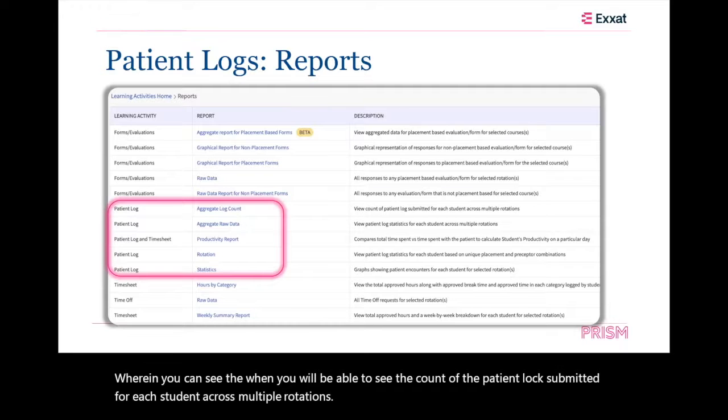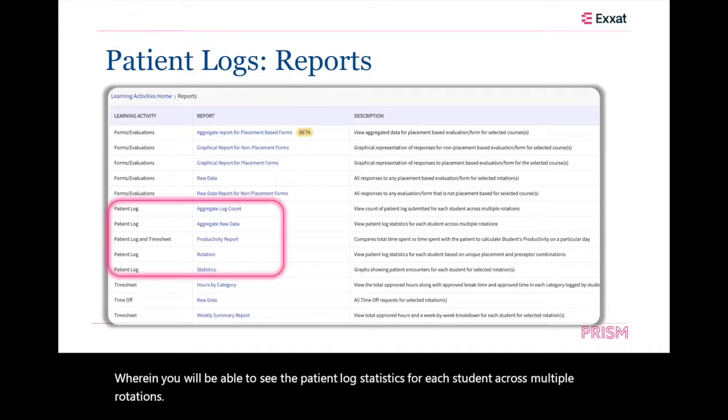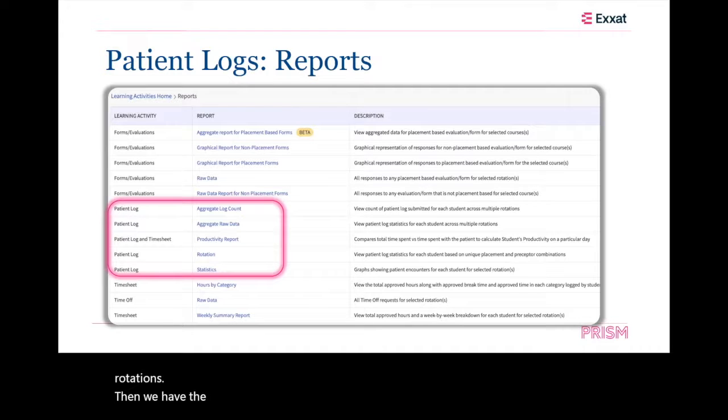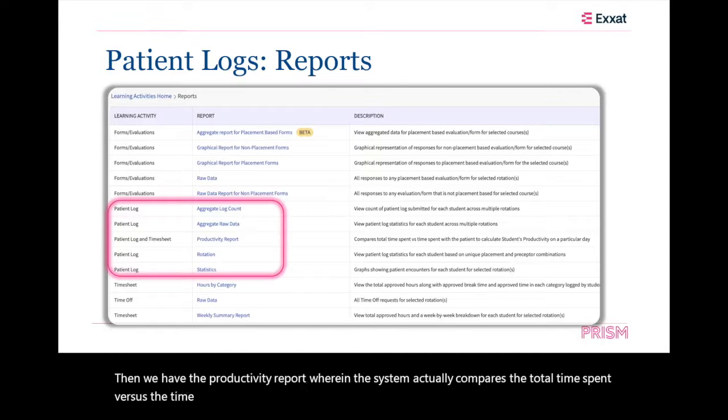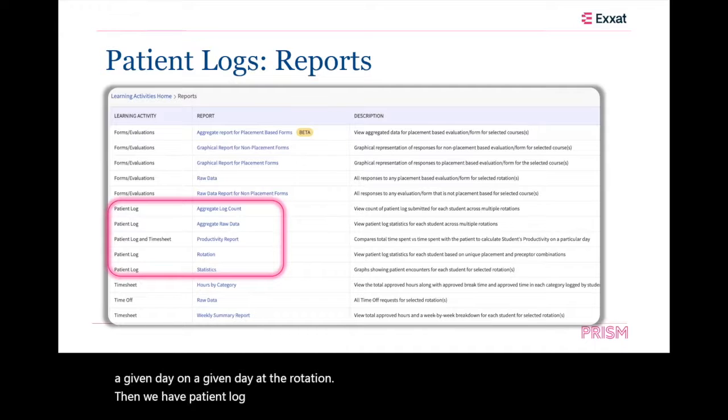Then we have the aggregate raw data, wherein you will be able to see the patient log statistics for each student across multiple rotations. Then we have the productivity report, wherein the system compares the total time spent versus the time spent with the patient in the timesheet to calculate the student's productivity on a given day at the rotation. Then we have patient log by a rotation and the patient log statistics.